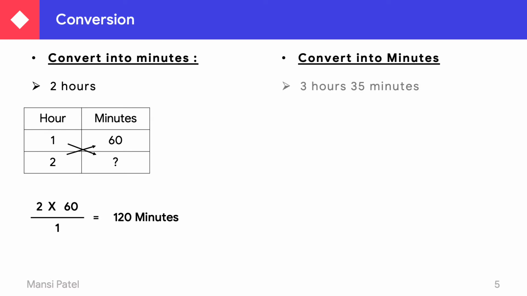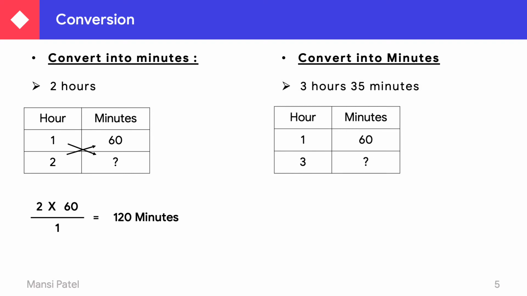See one another question. 3 hours and 35 minutes. Again here we have to write down 1 hour is equal to 60 minutes. So 3 hours is equal to question mark. Now do the multiplication of 3 and 60. So 3 multiplied by 60, and the number which is remaining, that we write in the division. So 1 we write in the division. So we can say that 60 multiplied by 3 divided by 1. So your answer is 180 minutes.